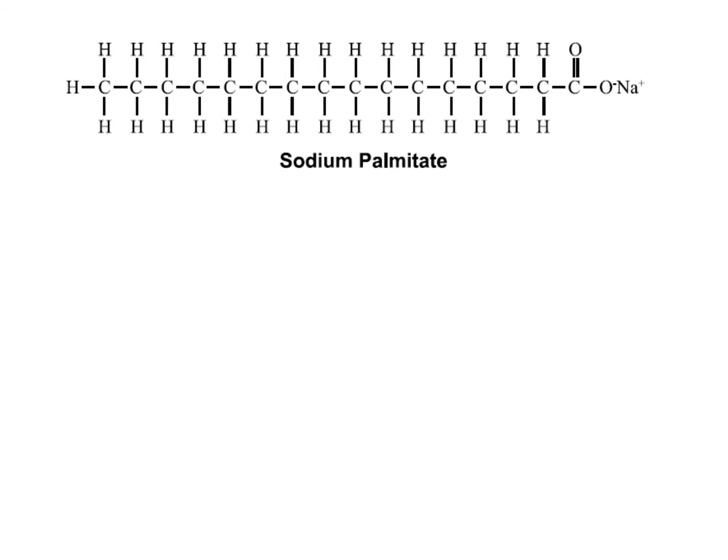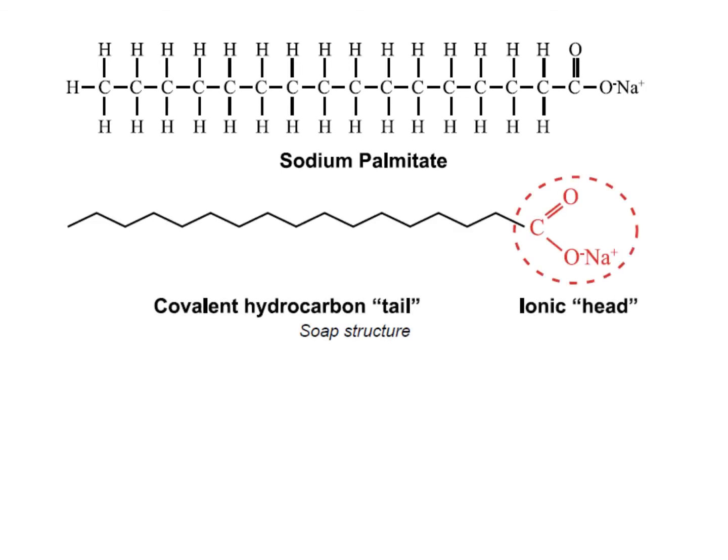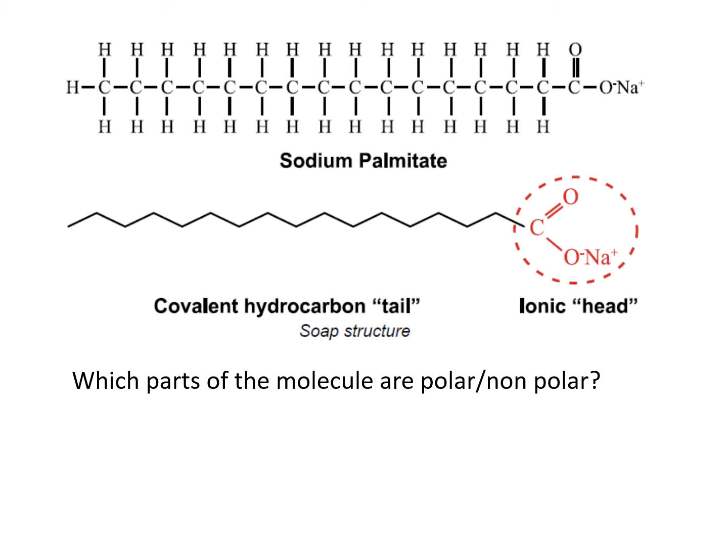And if you look a little bit closer at that soap molecule, we start to build up an idea as to how exactly soaps can clean things. Here is an example of sodium palmitate, so it must be palmitic acid, I guess, palm oil, I guess, that would be used as the fatty acid for this. And if you show it in the skeletal structure there, we have our covalent hydrocarbon tail, and then we also have an ionic head. Which parts of that molecule are polar and which are non-polar? So pause this and take a second to have a think about that, please.